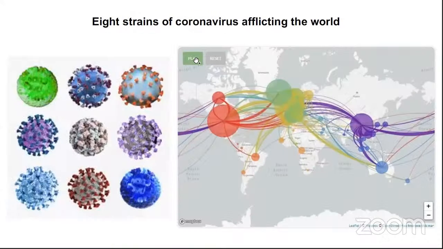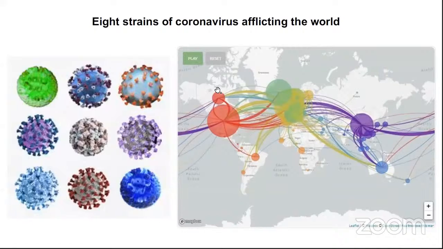So right now, it has been shown that the virus is mutating very, very fast. These color codes are showing different strains of the virus which are floating in different countries of the world. The good news is that yes, the virus is mutating, but the kind of mutations that are happening in the virus are not so serious.